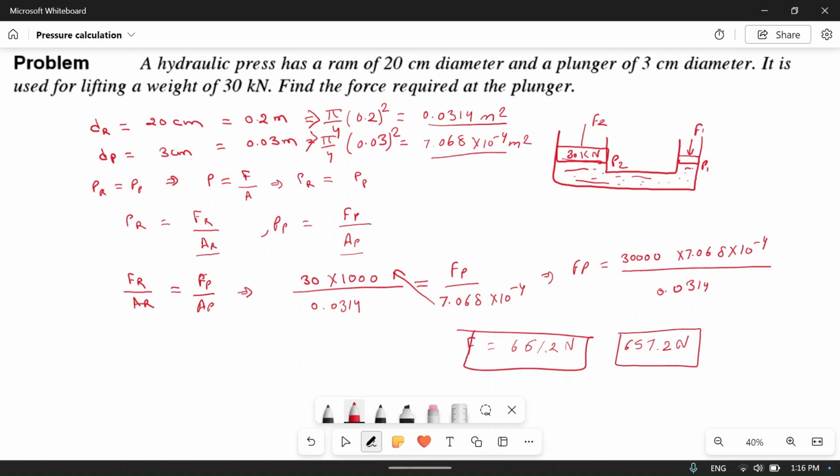So you can see that by applying a very low amount of force here at the plunger, we can lift very heavy loads at this ram area. This principle is applied in hydraulics, like in the crane. You can apply a very small load at the lever of the crane, and you can lift very heavy loads with the help of the crane.